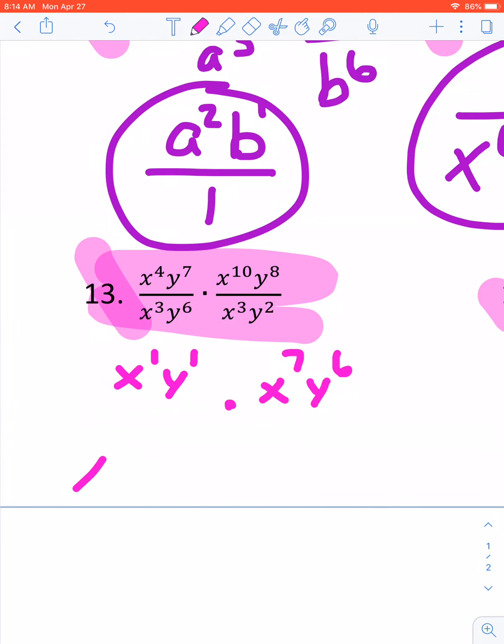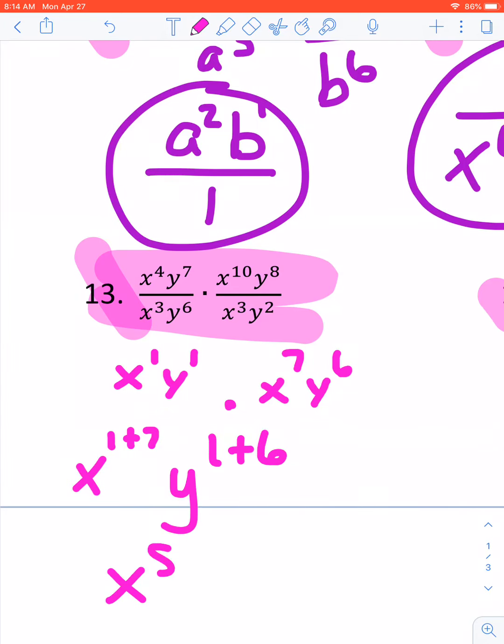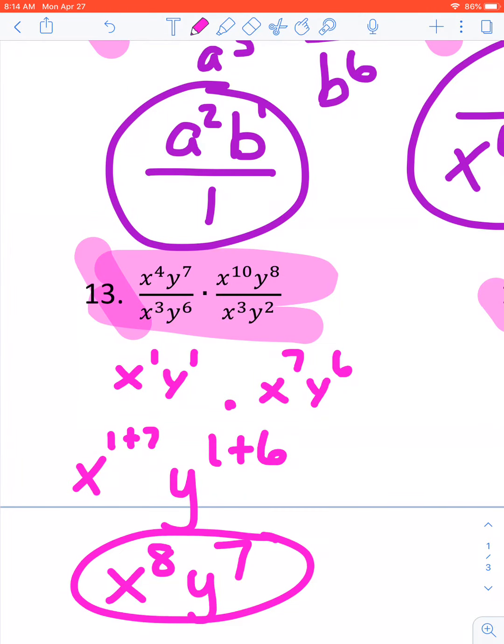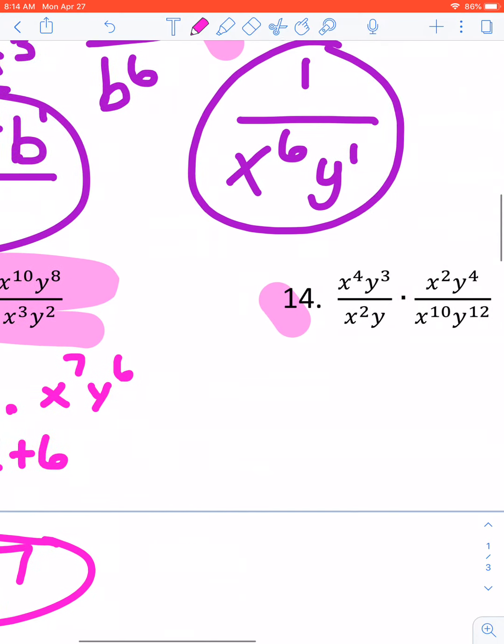So I do x to the 1 plus 7 because I add the exponents when I multiply, and then I have y to the 1 plus 6. Again, they have to have like bases in order to add them. So 1 plus 7 is 8, 1 plus 6 is 7. And I'm done. Okay, so I separate up, simplify down, multiply, simplify down again. Okay, let's do one more of those problems just to make sure we're good.